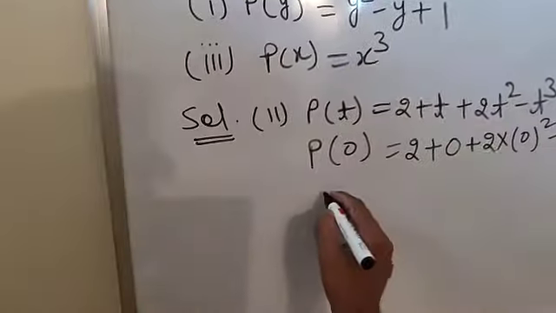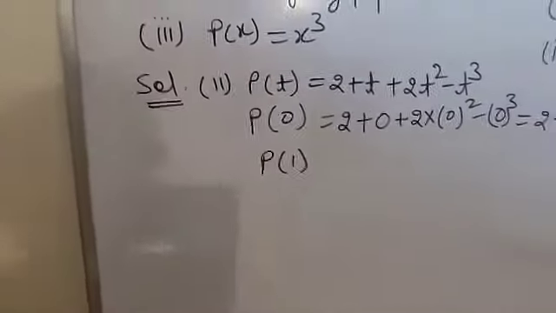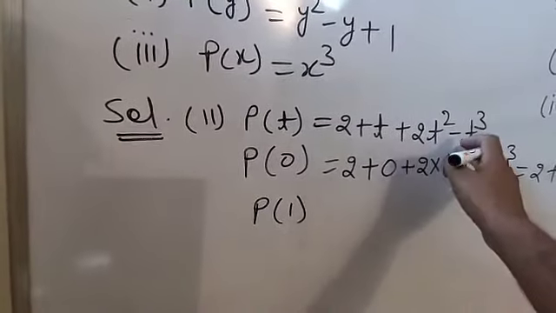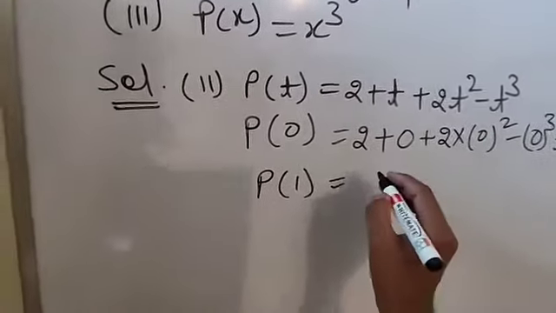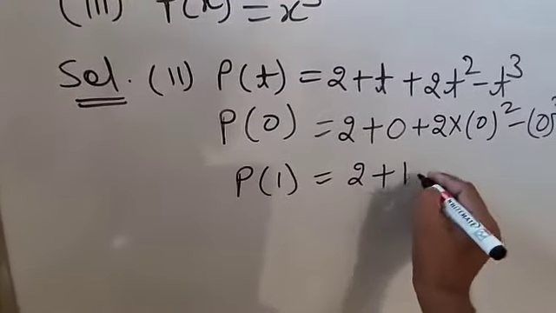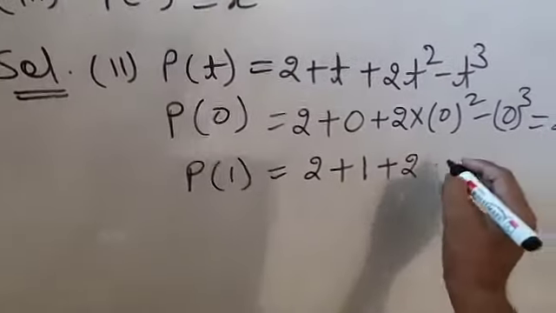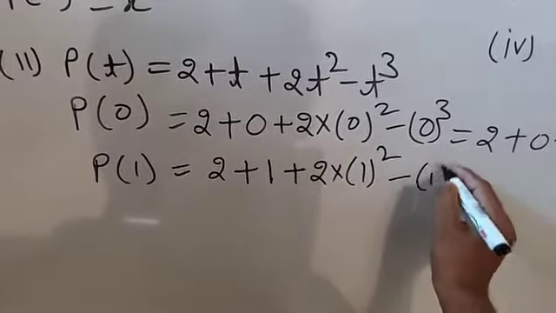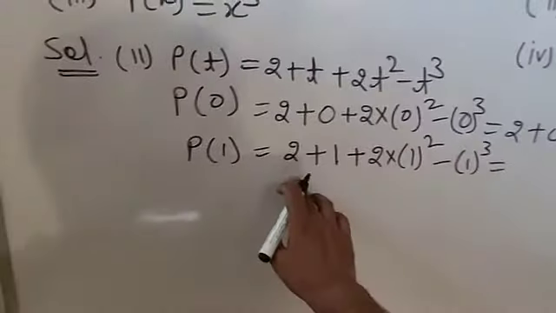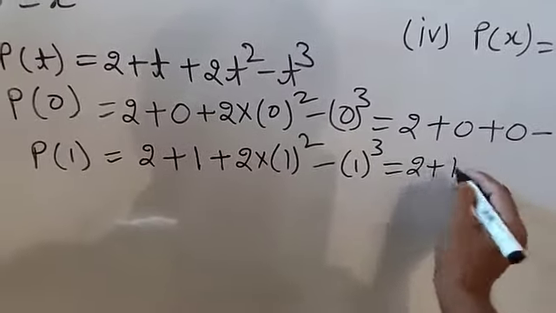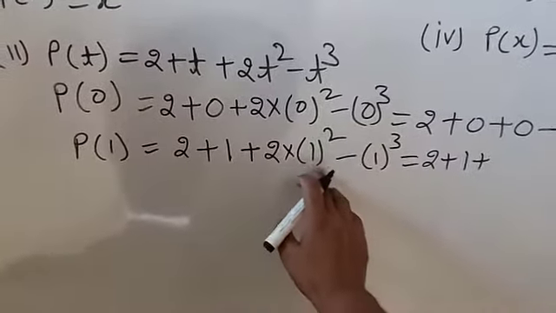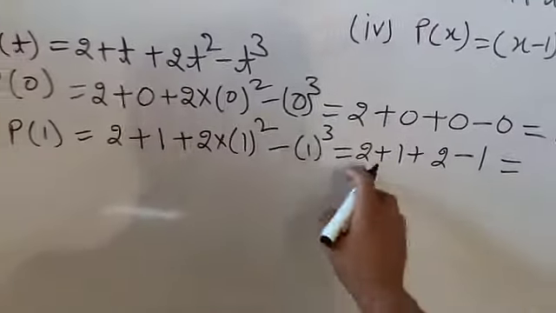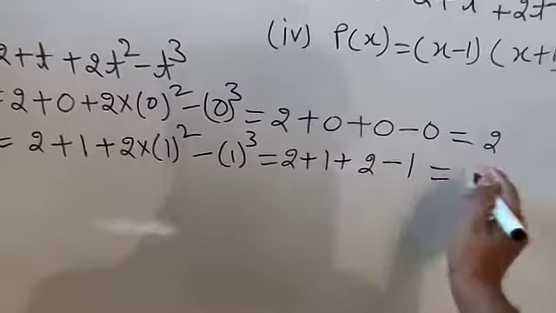Now I am going to find p(1). Again, just like the previous one, where p(0) was given so t was replaced by 0, here p(1) you need to find, so t will be replaced by 1. So 2 plus t, it means 2 plus 1, plus 2t square, so plus 2 into t square, it means 1 square, minus t cube, so minus 1 cube. So it is equal to 2 plus 1 plus, 1 square will be 1, into 2, that will be 2, minus 1 cube is 1. So it is equal to 2 plus 1 is 3, 3 plus 2 is 5, 5 minus 1 is 4.